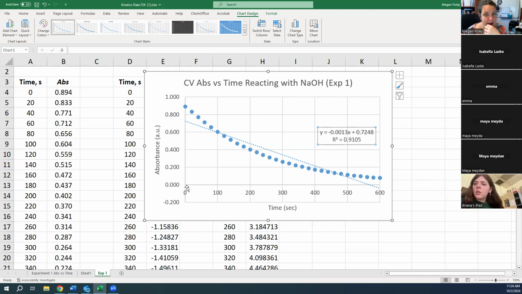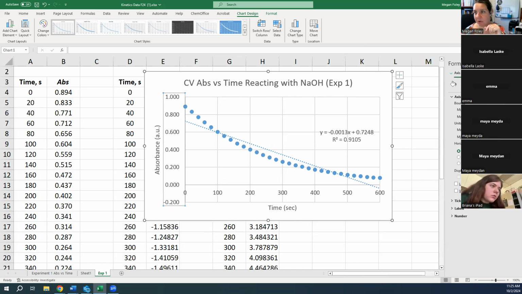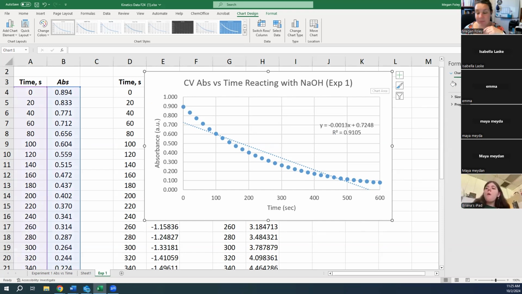And then lastly, if my data doesn't go below 0, I don't like to start below 0. So I'm going to change this axis, go to format axis, and I'm going to put my minimum value as 0. And that'll pull it all back in. And then it should look something like this.